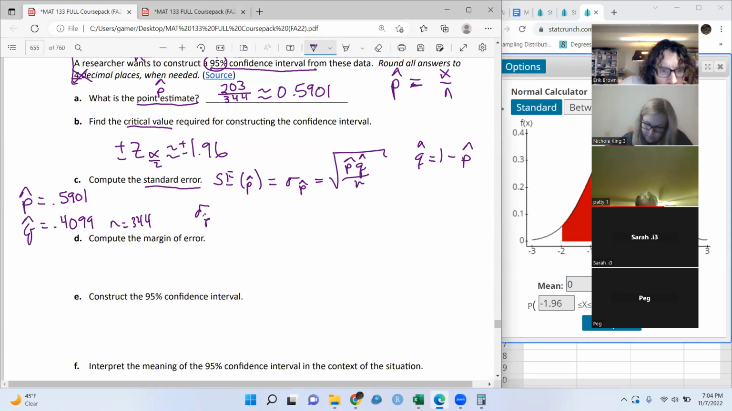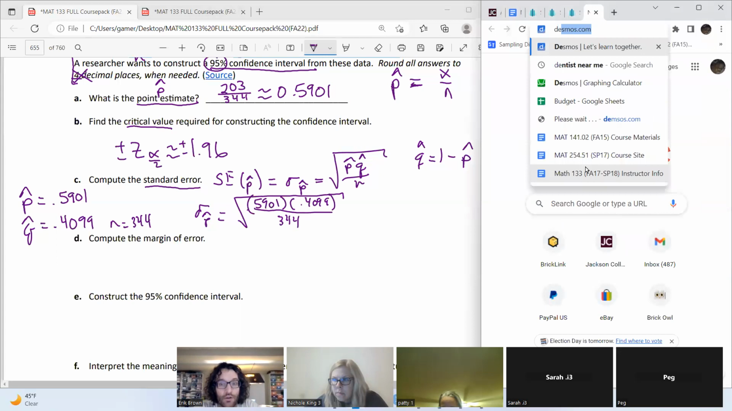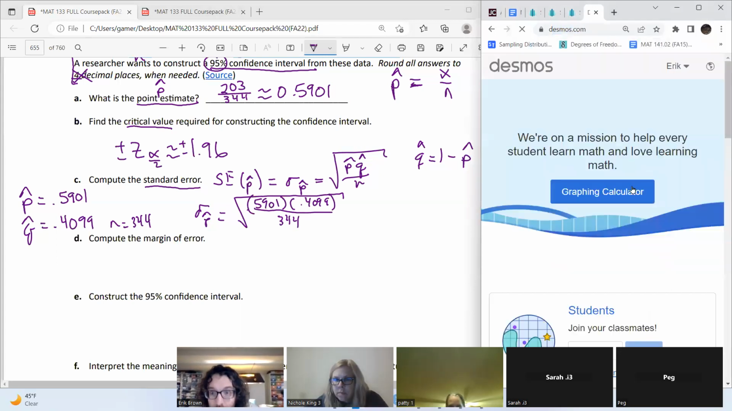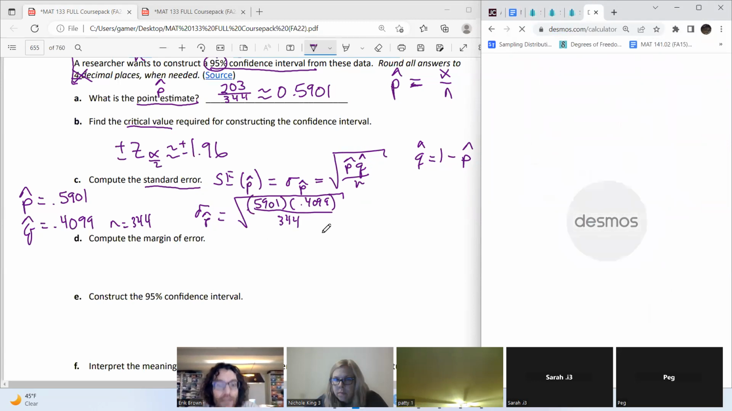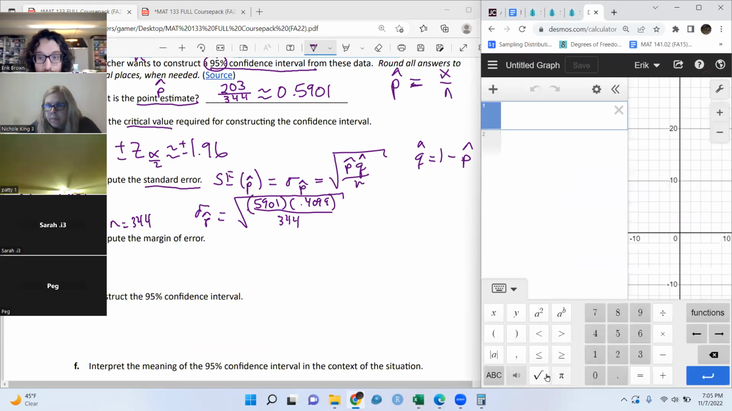So the standard error of the p hats is equal to the square root of 0.5901 times 0.4099, all divided by 344. This morning, one of the students mentioned Desmos being difficult for getting this fraction in correctly. Here's a trick: first type in the square root, then hit your division button, and now everything's guaranteed to be within the square root.